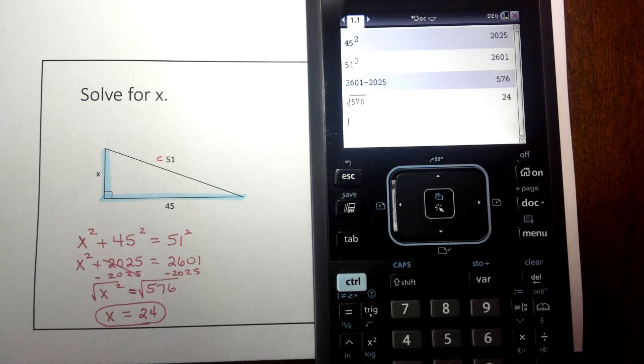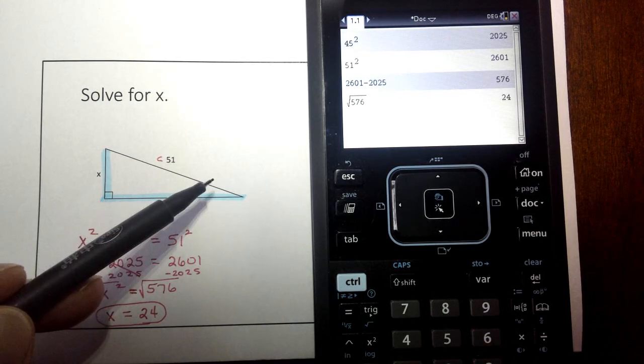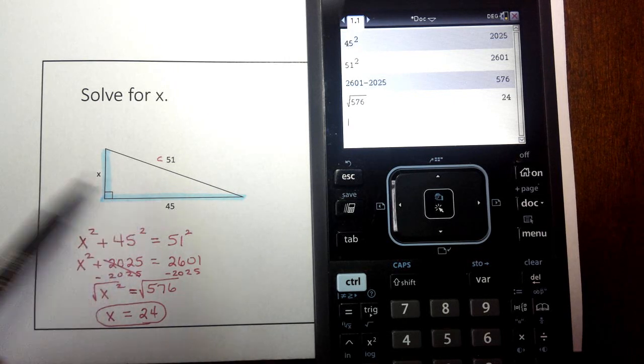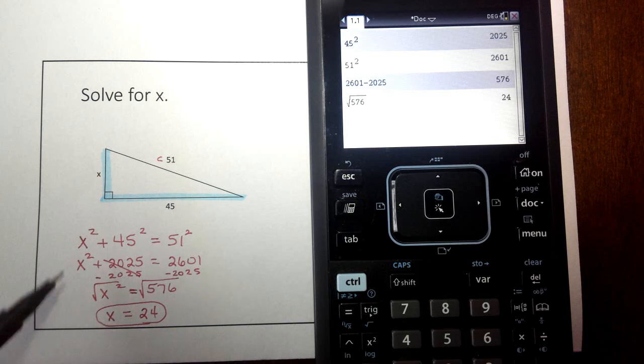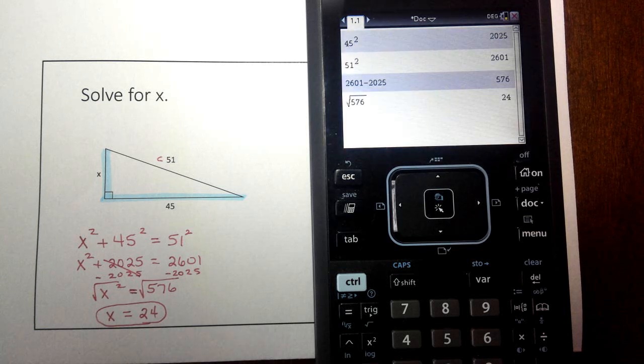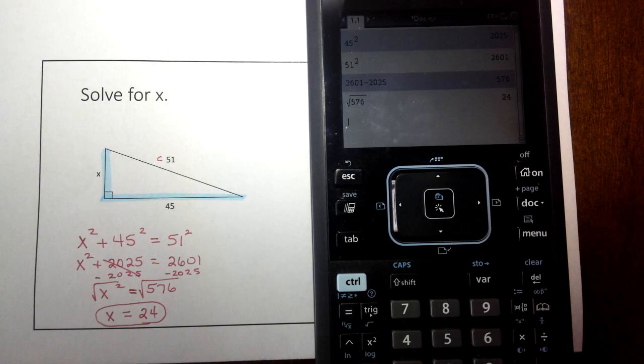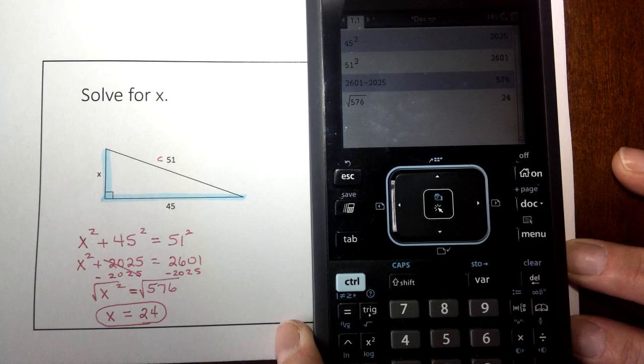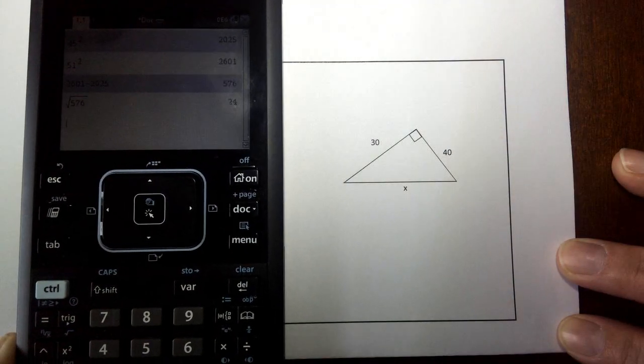There are really only two types of problems that you have to be able to work. One is a situation where you're given a hypotenuse and a leg and you have to solve for the missing leg. This is the longer of the two. If you're given the two legs and have to solve for the hypotenuse, that's a bit shorter on the algebra end. And that's what we're going to see in the second example. So we're going to scoot the calculator over and take a look at this one.